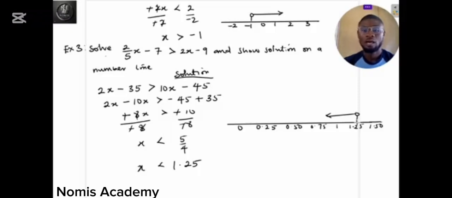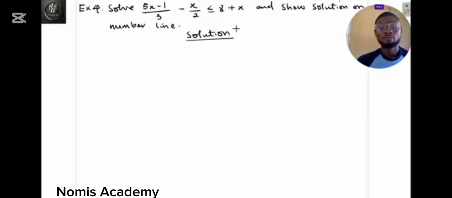So let's take another example. Let's take example number 4. Solve 5x minus 1 over 3 minus x over 2 less than or equal to 8 plus x and show the solution on a number line. So this is more complicated. It's also a WAEC pass question. So let's get it done.